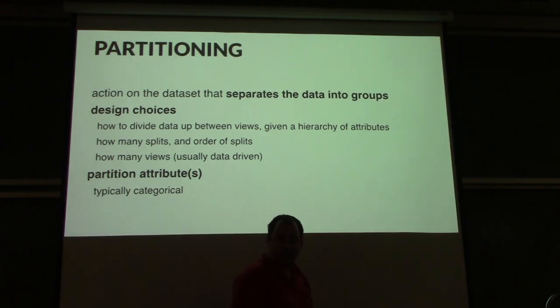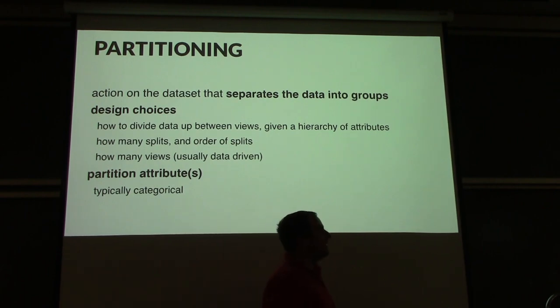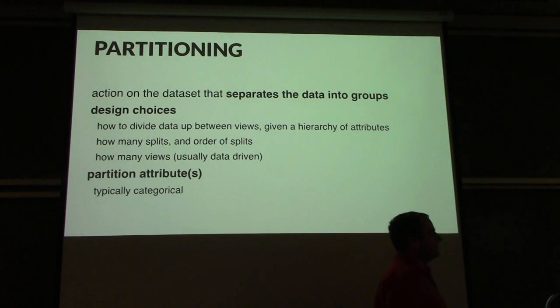How many splits do you make? What is the order of the splits? How many views do you have? And this is usually data-driven. And what you typically use is categorical attributes.